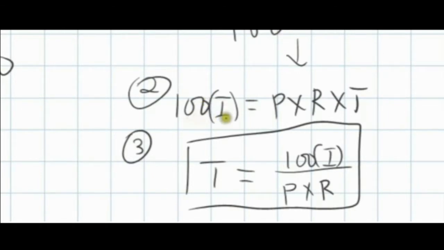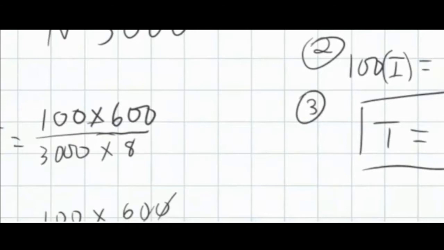So first I took and multiplied by the denominator on both sides, so that I had 100 times the interest gives me the principal times rate times time. And then I divided by principal and rate to get time on one side. I had time is equal to 100 times the interest divided by principal times rate.